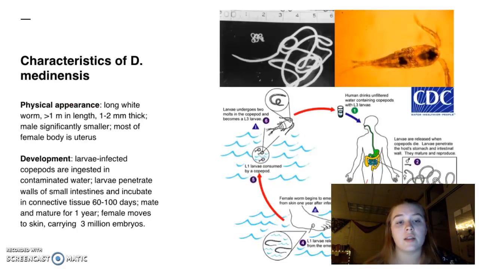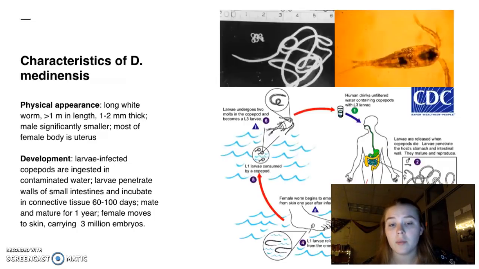As for the characteristics of our worm, its physical appearance is that it is long and white. It's longer than a meter very often in length, as for the females, that is. The males are much smaller. And it's 1 to 2 millimeters thick. Also, most of the female body is composed of the uterus because it can carry up to 3 million embryos at once, which is a lot.